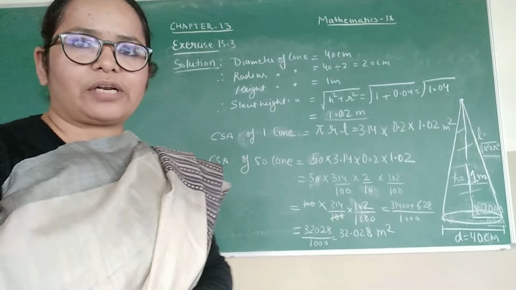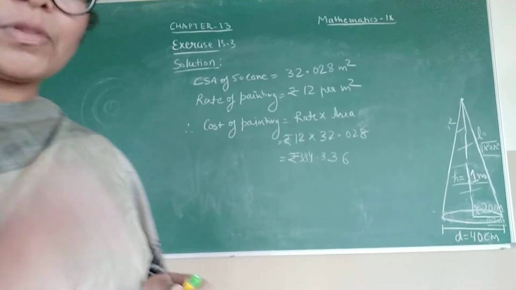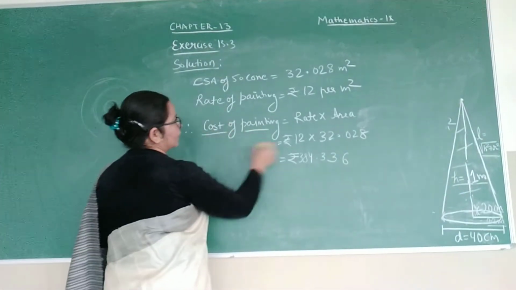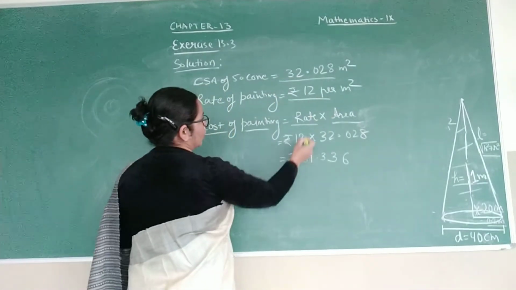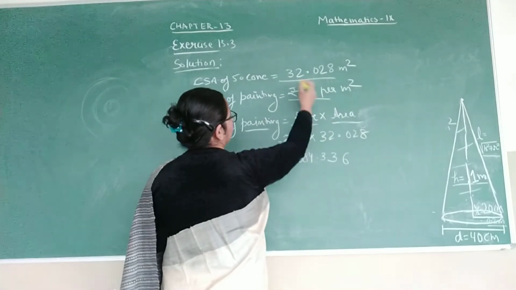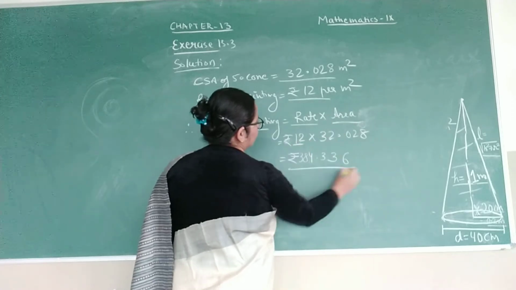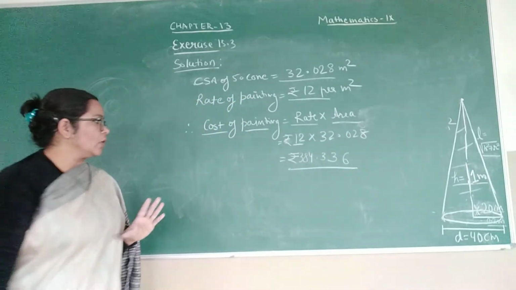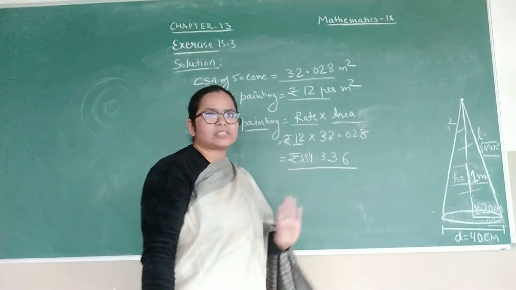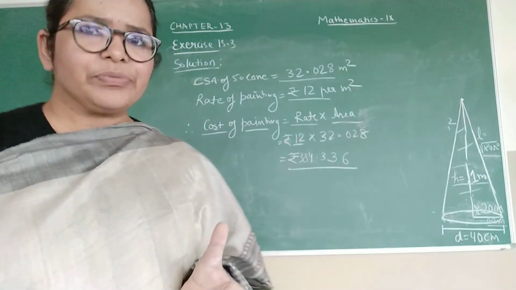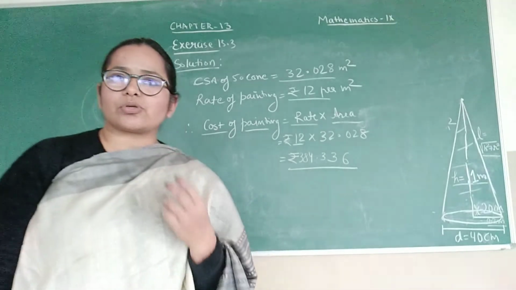Now finally we have to tell the cost of painting. So the cost of painting is rate into area. Area is this, and the rate of painting we have mentioned. Now let us put the values. So the rate is 12, area is 32.028 meters square. When we multiply this with 12, we get 384.336 rupees. Approximately 384 you can say, because the digit after the decimal is less than 5. We will take it as approximately equal to 384. So by using the formula of CSA we can find the cost of painting.